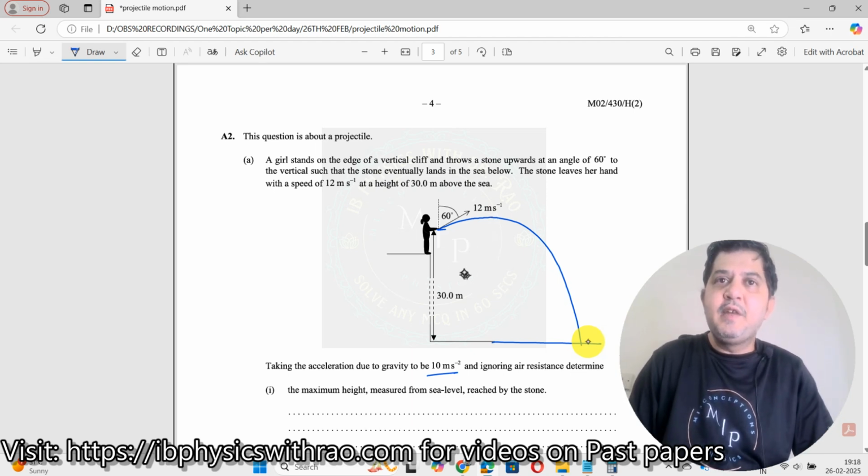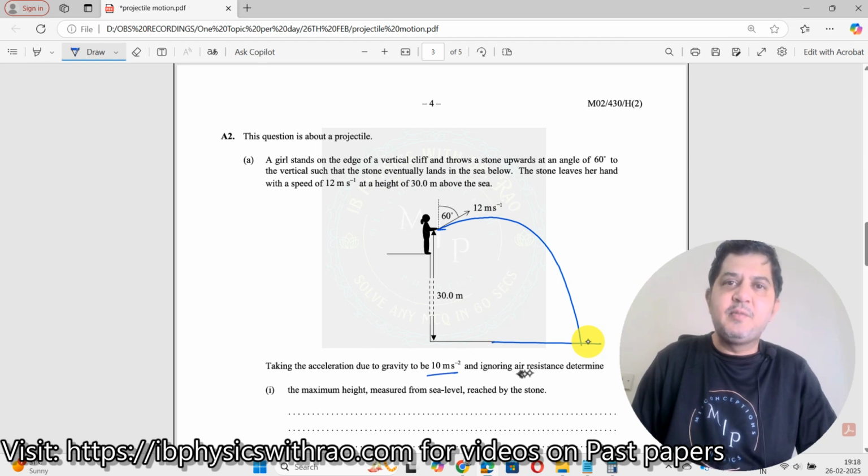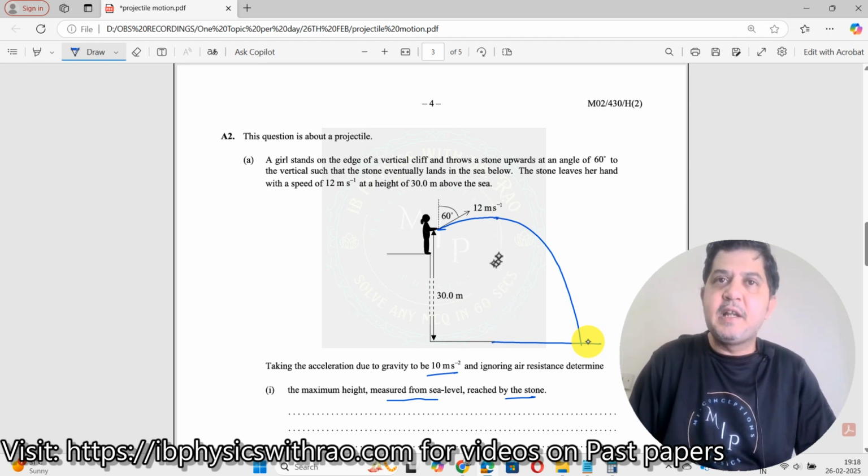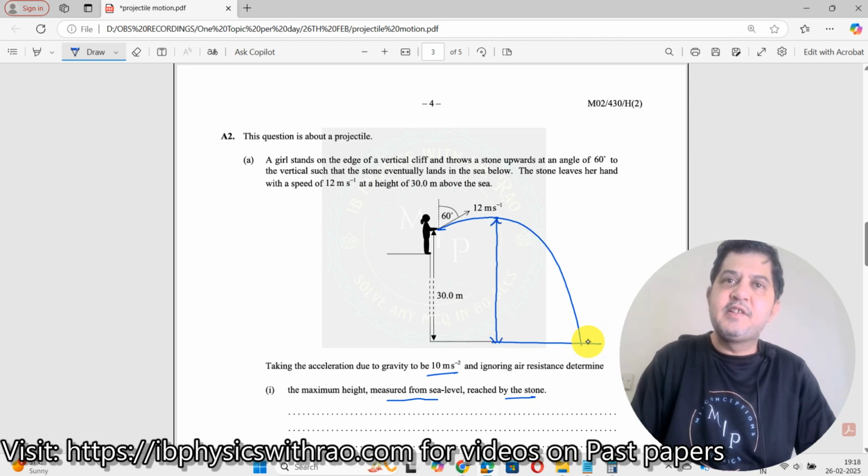Now what is it we need to find? Take the acceleration due to gravity as given, ignoring air resistance. Determine the maximum height measured from the sea level reached by the stone. This is the maximum height point. You need to find out what this height is.